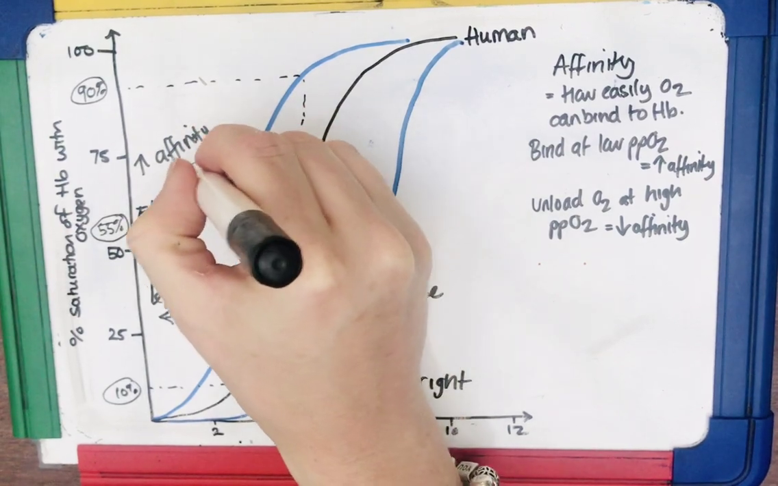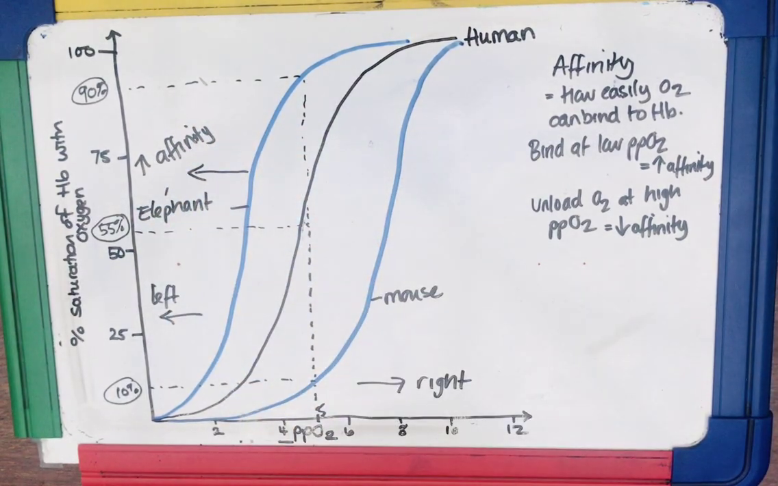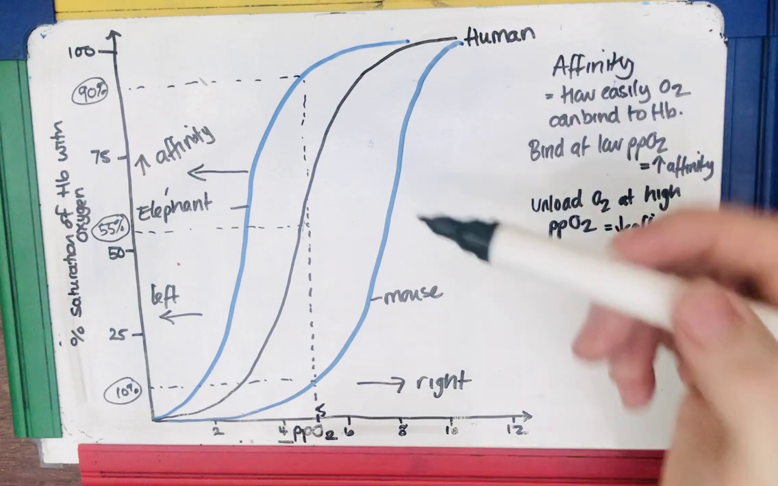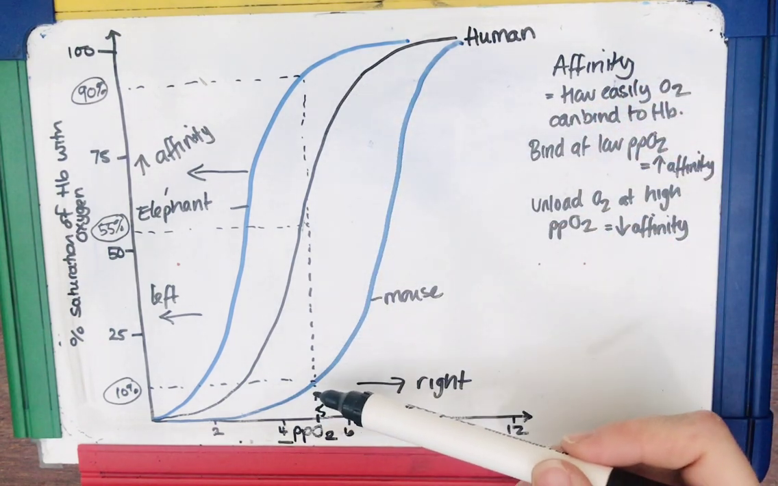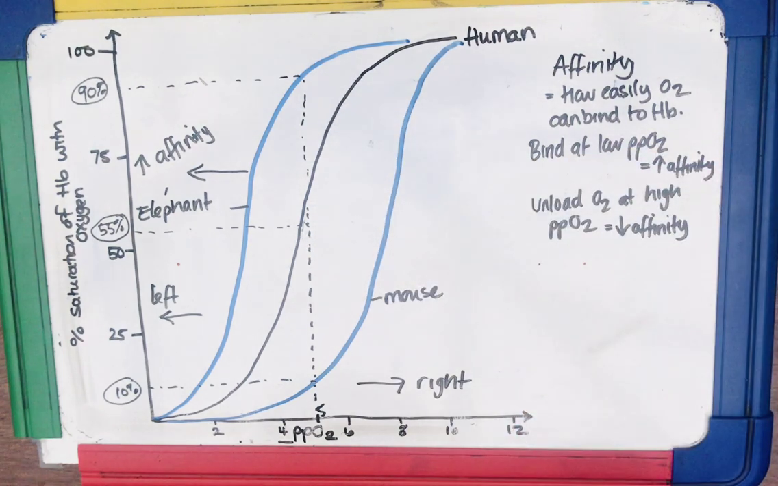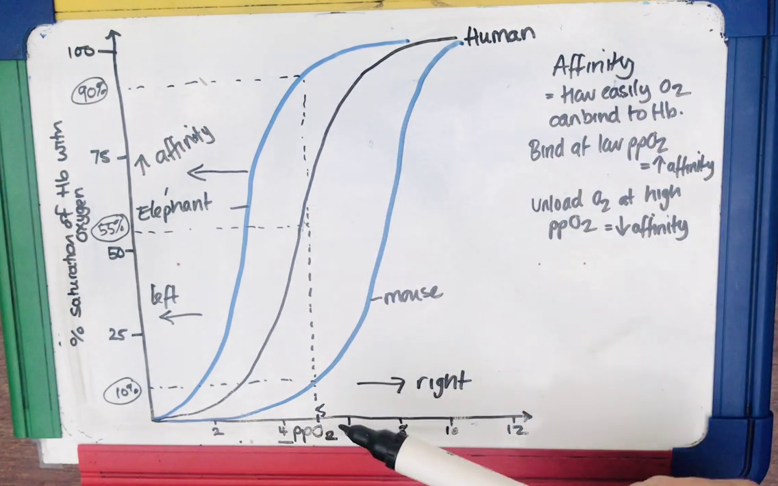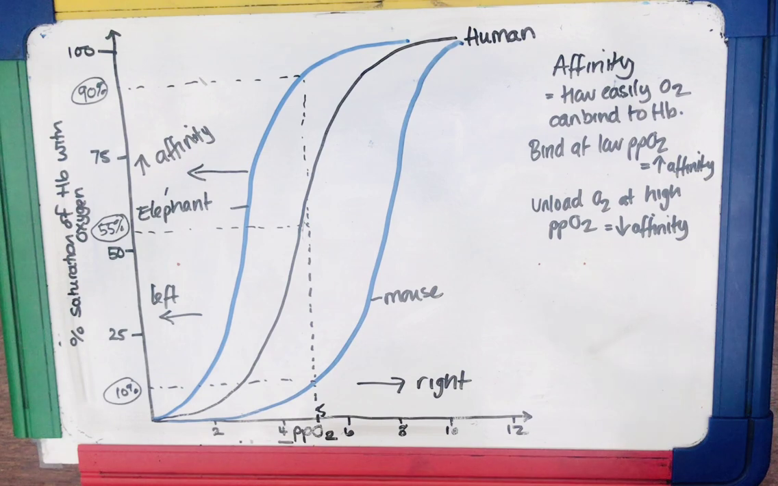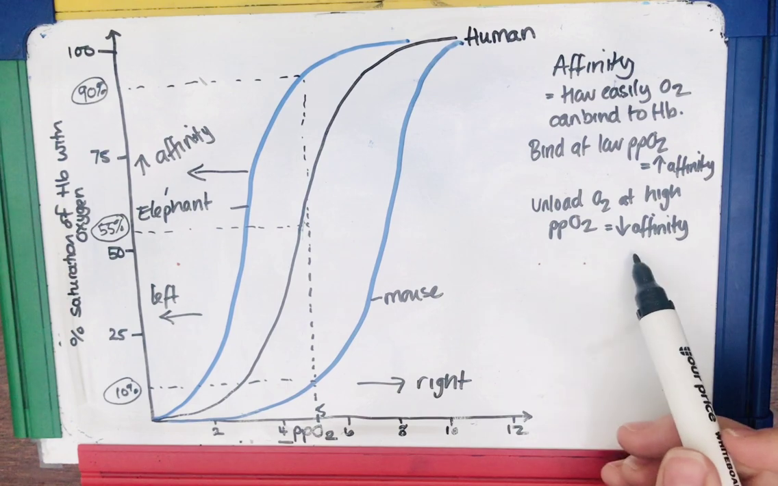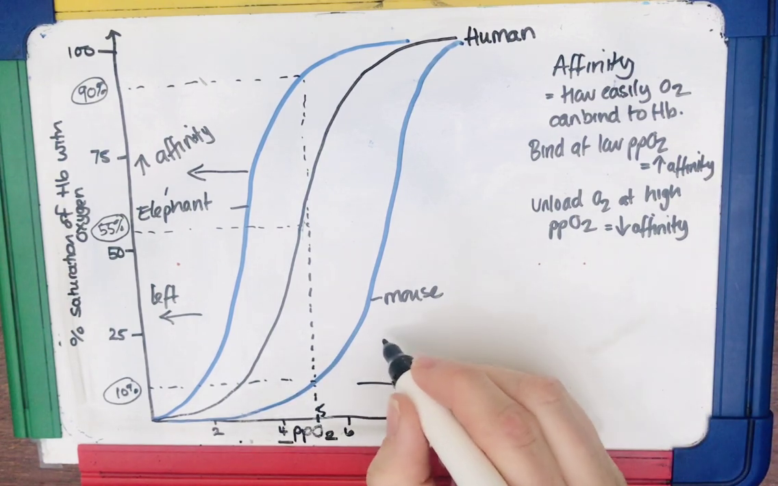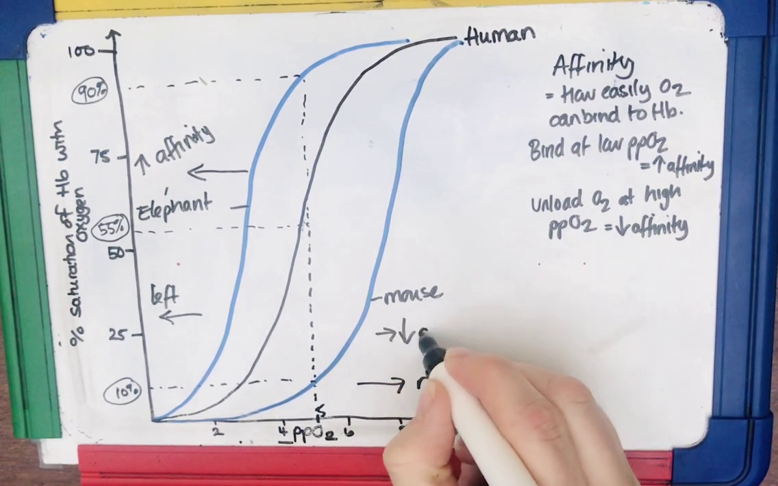So if you move the curve to the left, it's got a high affinity. The mouse, at the same partial pressures, so using the same partial pressure to compare the three types of haemoglobin, is only 10% saturated, so it's given up 90%, so it's not got a high affinity at all. In fact, it's unloaded it much more easily. So if you unload oxygen at a fairly high partial pressure, it's got a low affinity. So the mouse has a low affinity.